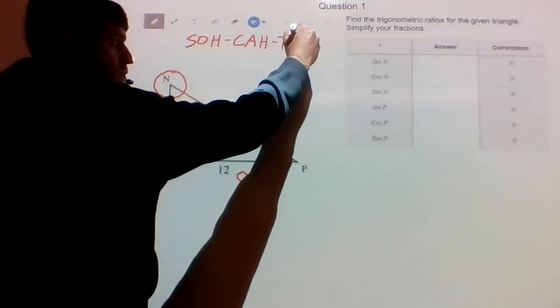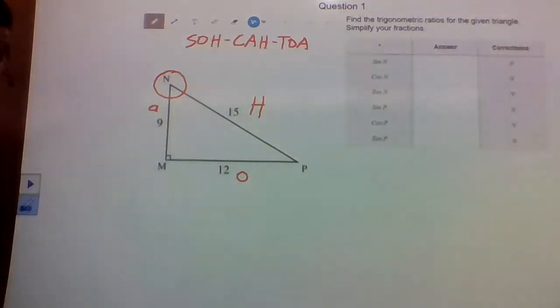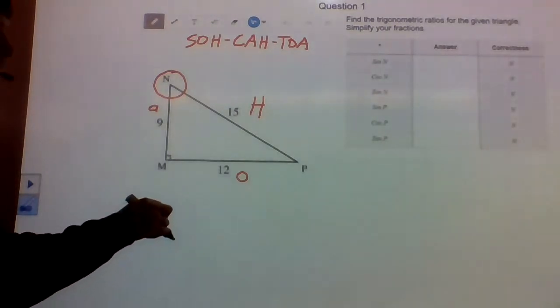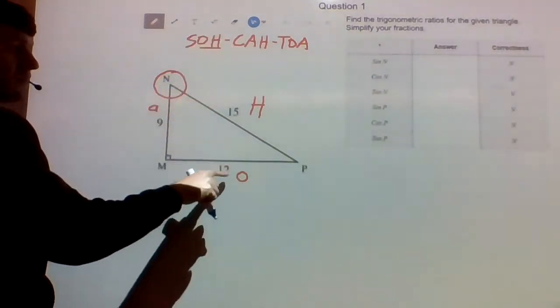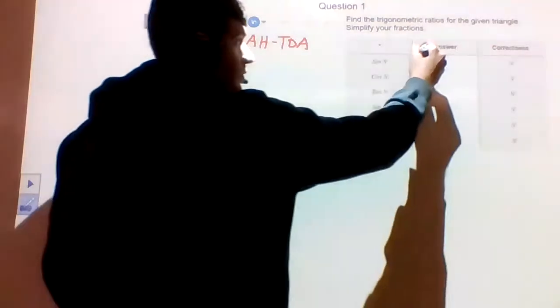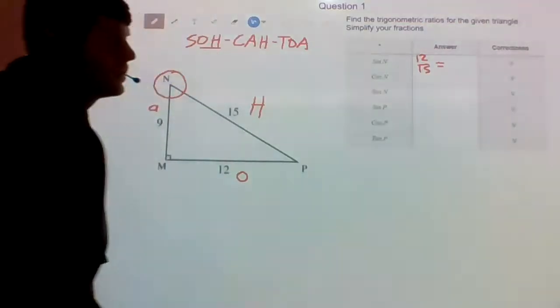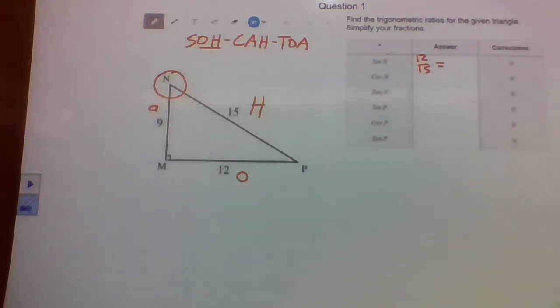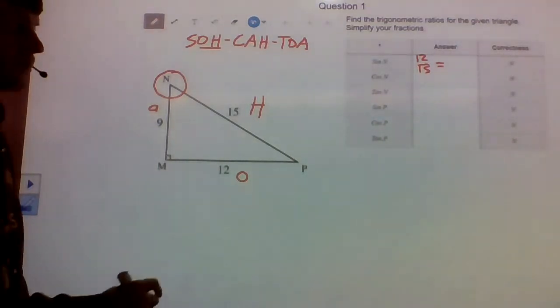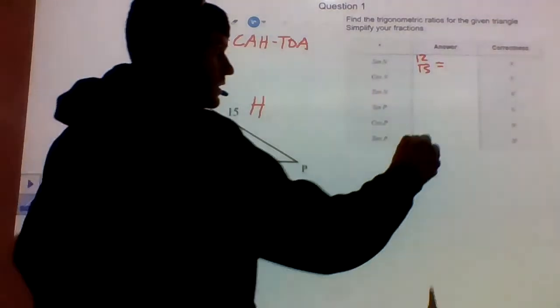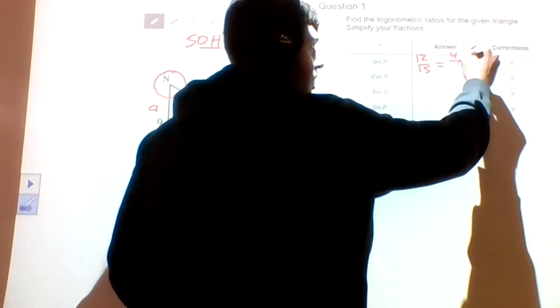or if you click on Schoology, under pretty much every day for the last 12 days, you'll have the picture of the different ratios. So sine is opposite over hypotenuse. The opposite over hypotenuse, that's 12 over 15. We want to simplify our fraction, so 12 over 15. The greatest common factor there is 3, so that's going to be 4 over 5.